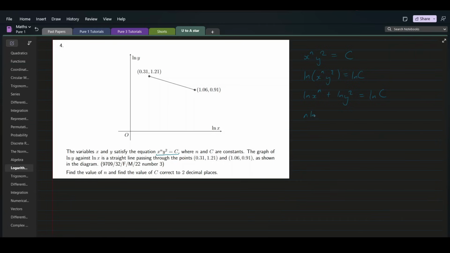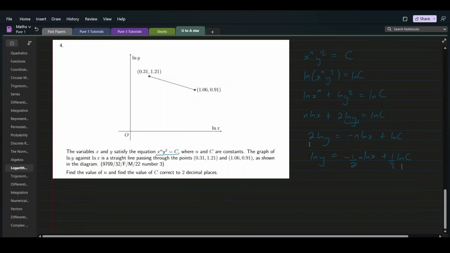So that's n ln x plus 2 ln y is equal to ln c. Now let's make ln y the subject of the formula. So 2 ln y is equal to negative n ln x plus ln c, and divide through by 2. So ln y is equal to negative half n ln x plus half ln c.